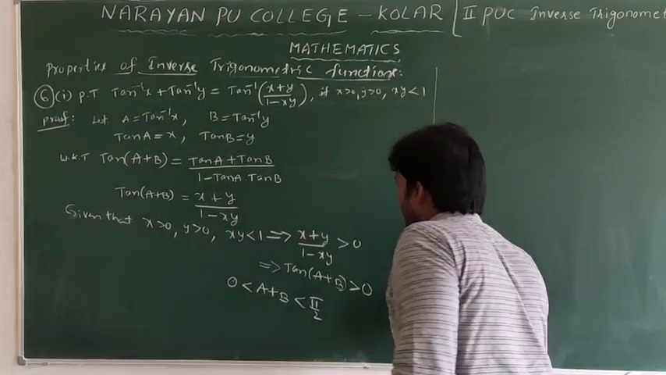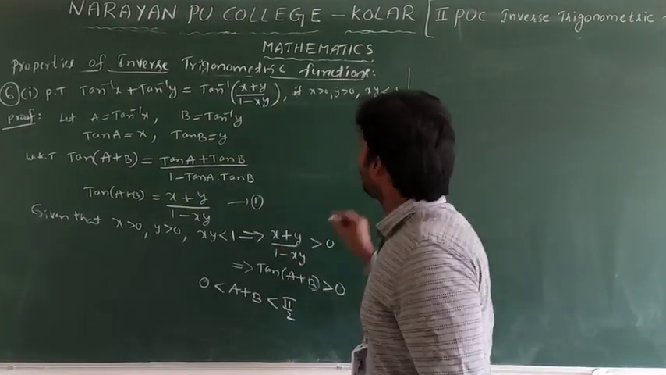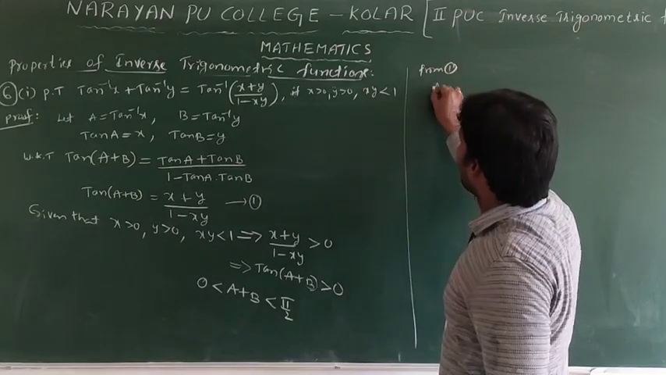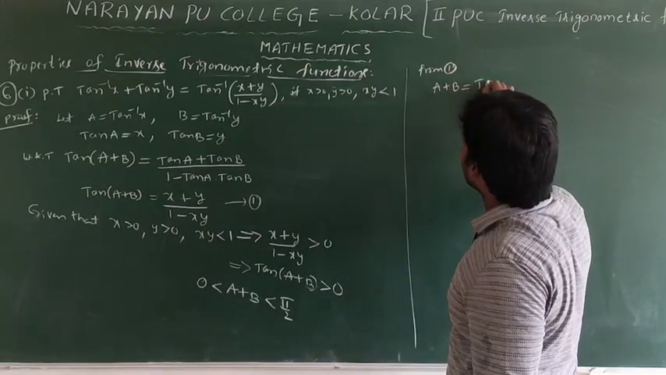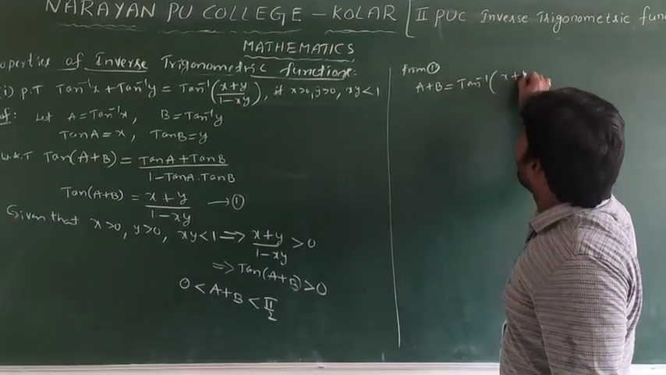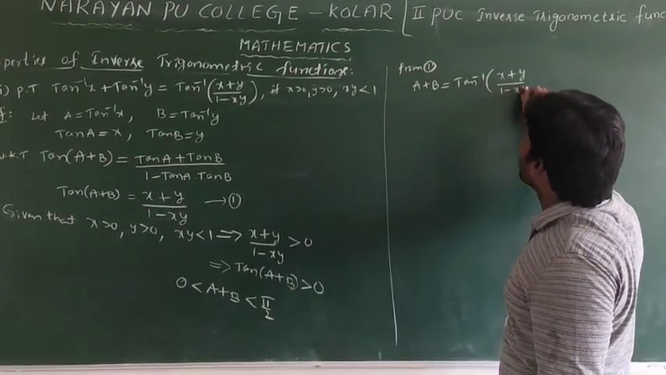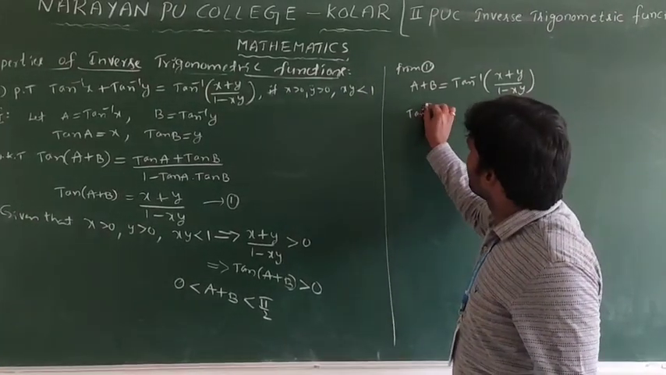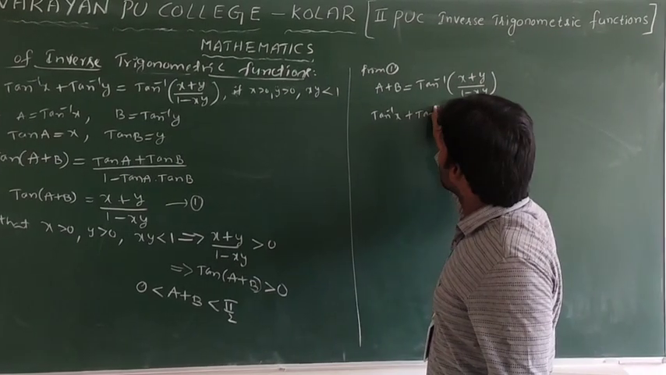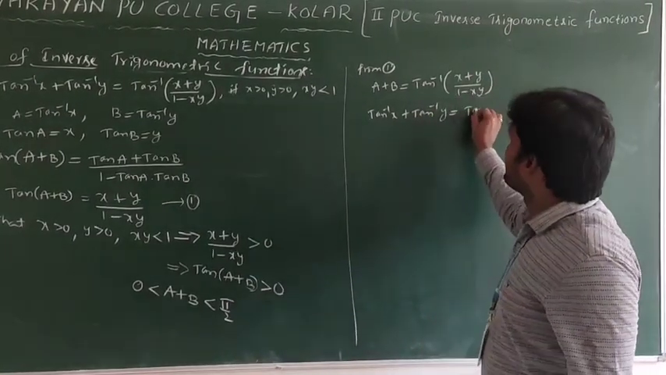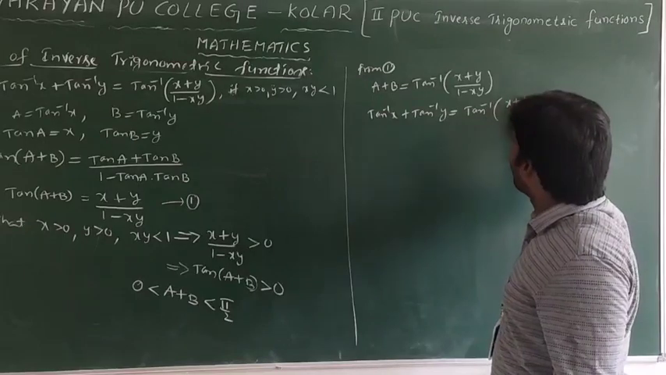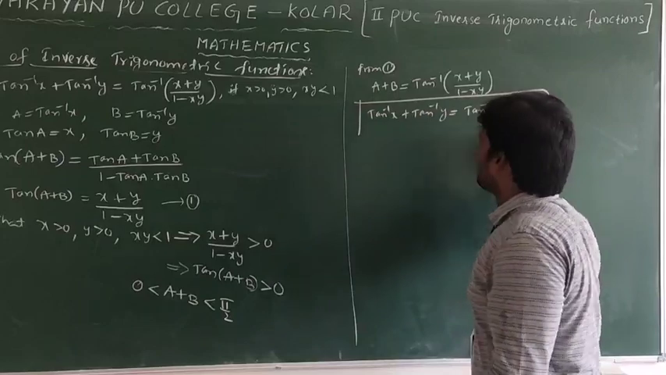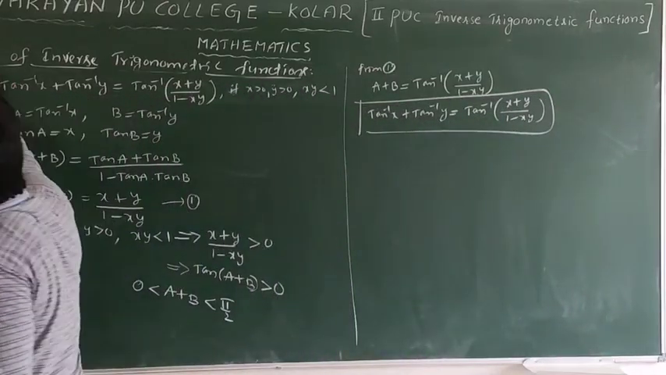Now from equation 1, take tan to the right side. It becomes A plus B equal to tan inverse of (x plus y) by (1 minus xy). Now what is the A value? A is tan inverse x. What is the B value? Tan inverse y. So tan inverse x plus tan inverse y equal to tan inverse of (x plus y) by (1 minus xy). It is important for 3 marks. 3 marks, very, very important.